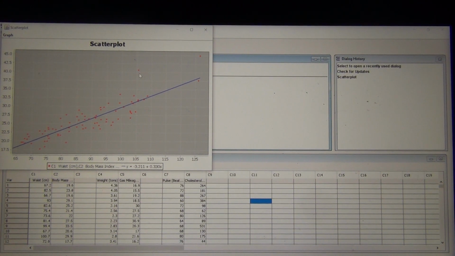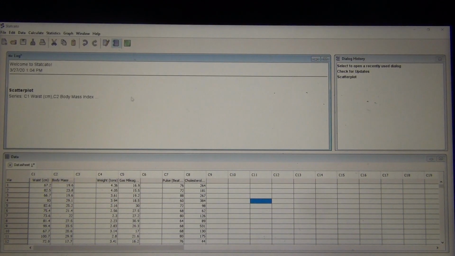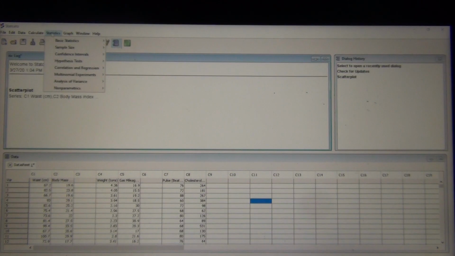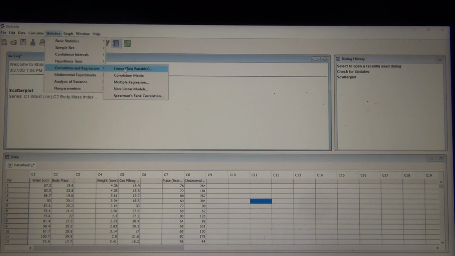But if we really want all of the statistics, this is not the way to do it. We want to go to the correlation and regression section. So you go to Statistics, then click on Correlation and Regression, and then Linear. If you're doing a basic correlation and regression study and you want all the numbers in one place, this is the way you do it: Statistics, Correlation and Regression, Linear.